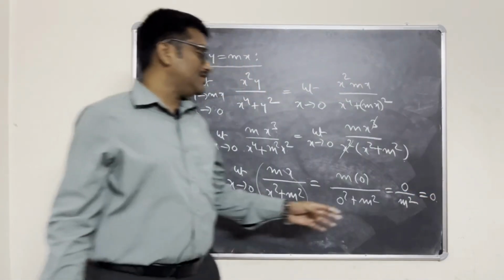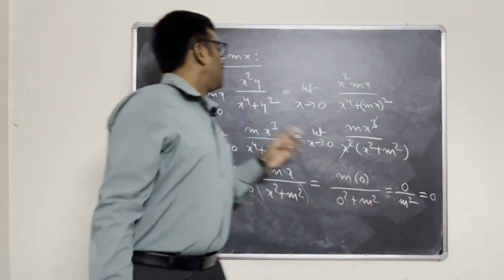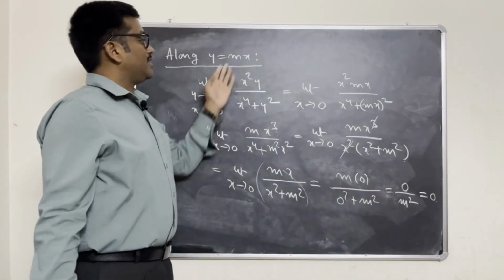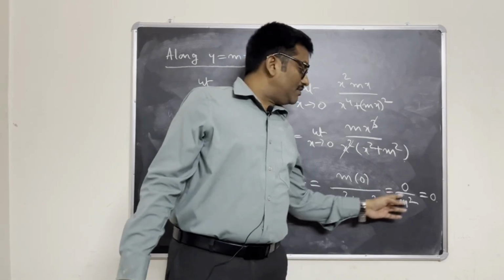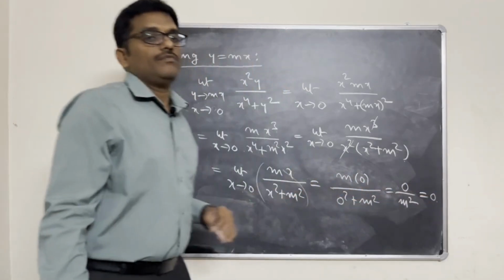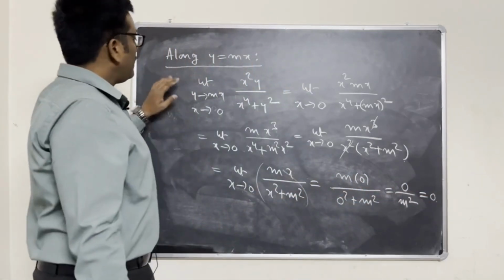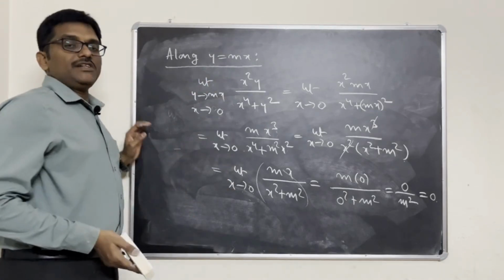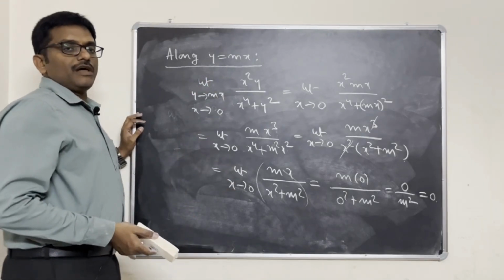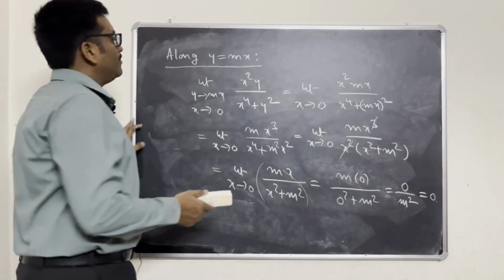m cannot necessarily be 0; along y equal to x or y equal to 2x like that, here we are going to get different values of m and we are getting the limit is 0. Therefore, along y equal to mx also we obtain the same limit value, that is 0. Along path 1, path 2 also we got 0.